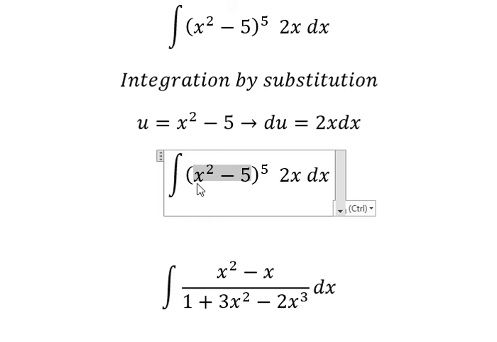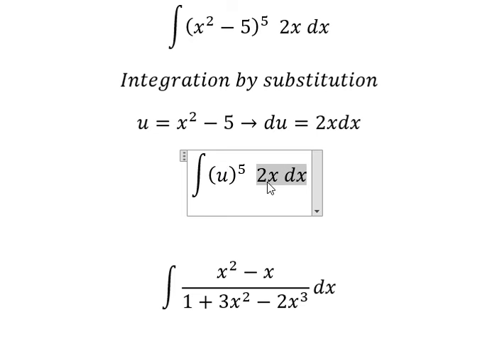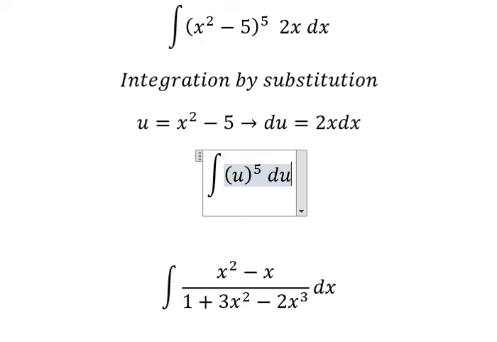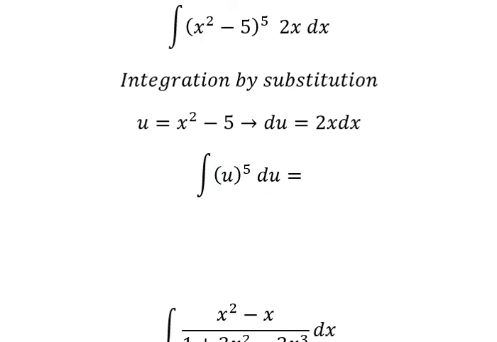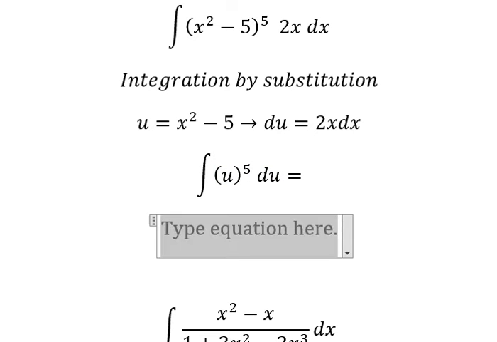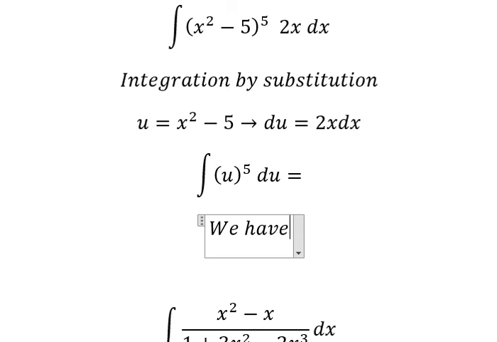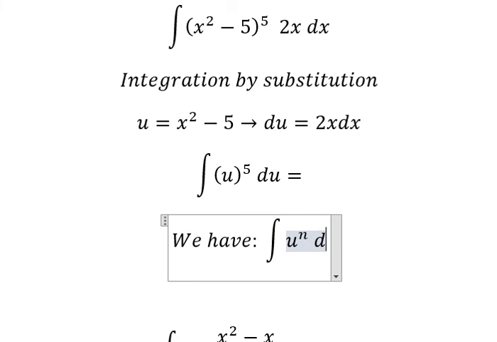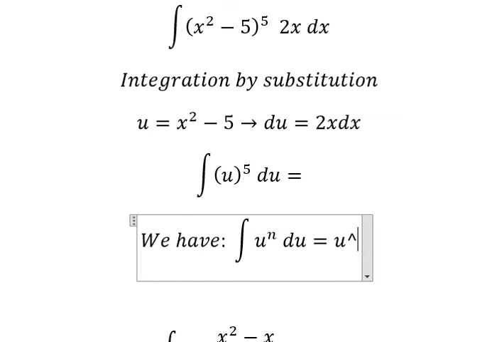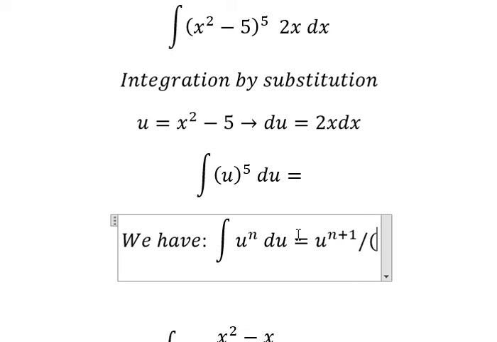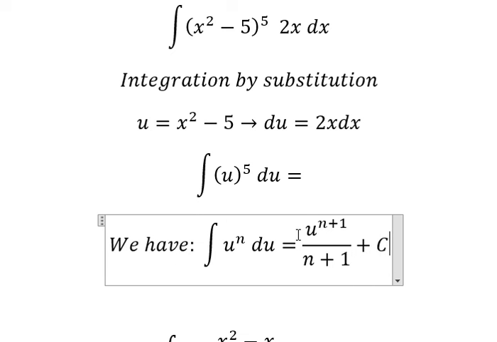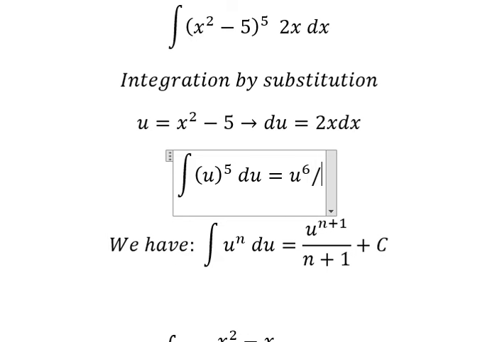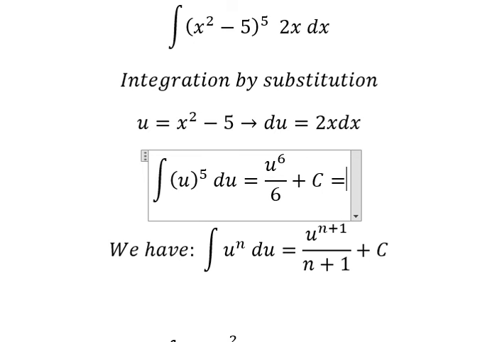This one we change by u. 2s ds we change by du. And now we have the formula in here. The integration of u to the power of n du, we have u to the power of n plus 1 over n plus 1, and we put c. So this one we have u to the power of 6 over 6, and we put c in here.